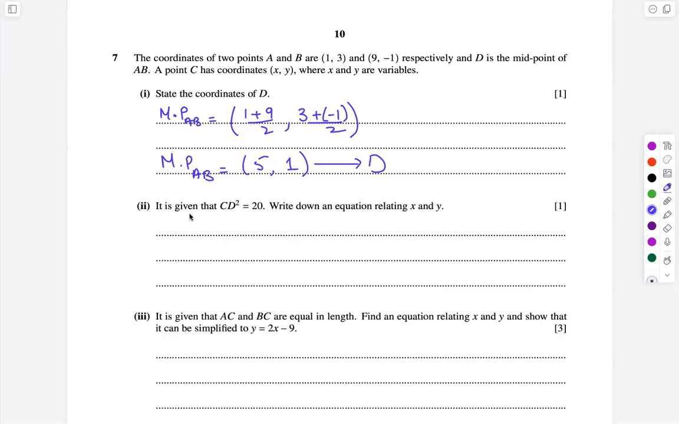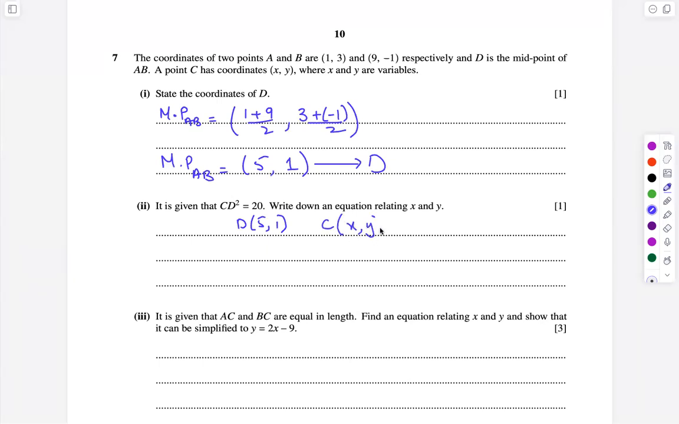In part 2, it is given that CD squared is equal to 20. We have to write an equation relating x and y. Now we already have the coordinates of D, which are (5, 1).